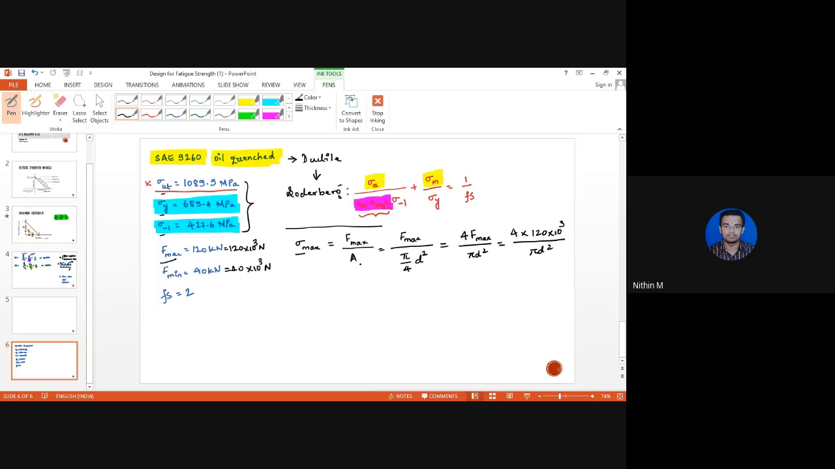So what does area mean? They have said the component is circular. How did they say it is circular? They have told you to determine the safe diameter of the shaft that is required.